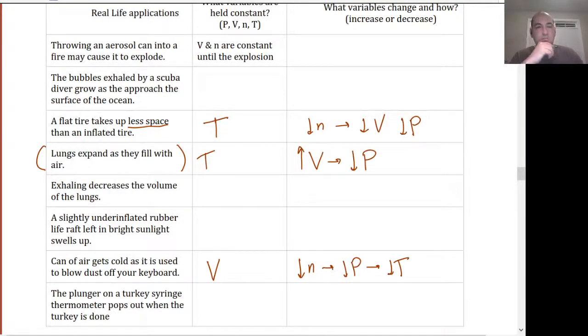Yeah, the bubbles and the scuba diver. Let's take a look at that one. So first of all, there's a little bit of a typo here, so that should be "they." The bubbles exhaled by a scuba diver grow as they approach the surface of the ocean. So you exhale a bubble way down underwater, and then as it comes up, it gets bigger and bigger and bigger.